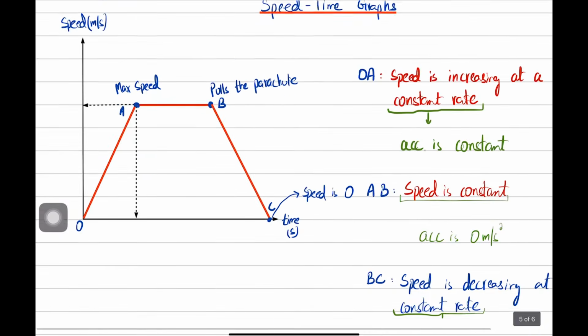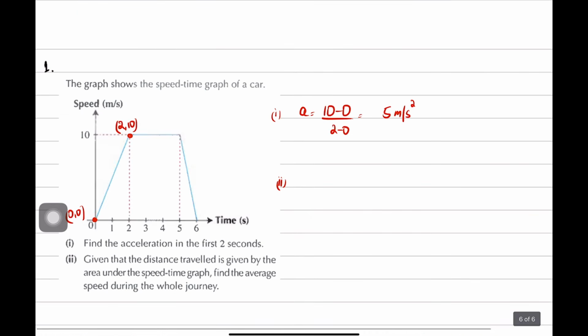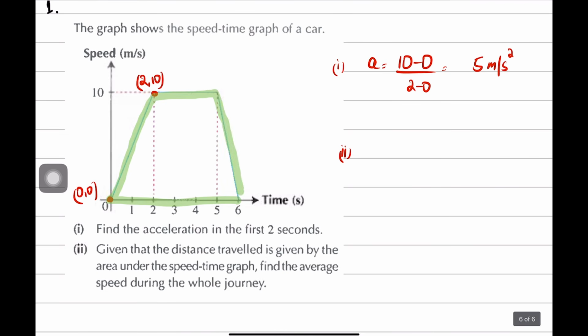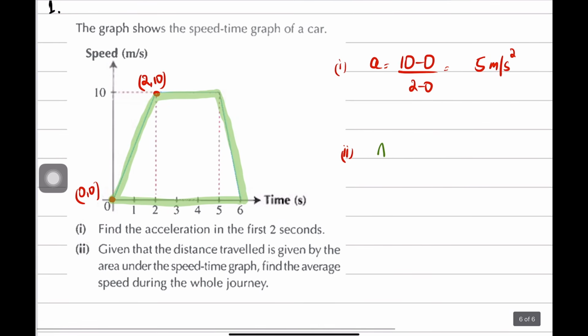Now if you look at this shape, what shape is this? If I want to calculate the area under this graph, what shape is this? It's a trapezium. Very good. So that means I need to calculate the area of this trapezium. So are the parallel lengths horizontal or vertical? It's the horizontal line. Yep, horizontal.